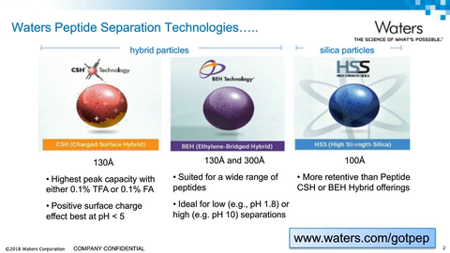Waters peptide HSS columns are designed for separations where silica-based selectivities are desired, or if separations are insufficient when using the BEH and CSH columns. This stationary phase provides increased retentivity for peptides and would be a suitable choice for separations using small-scale fraction collection.